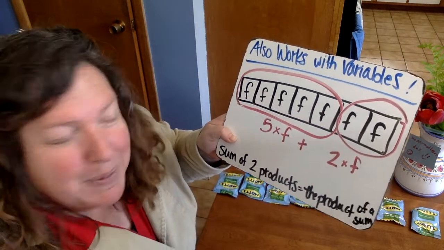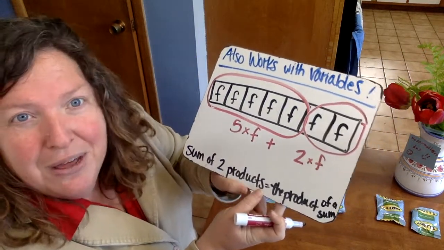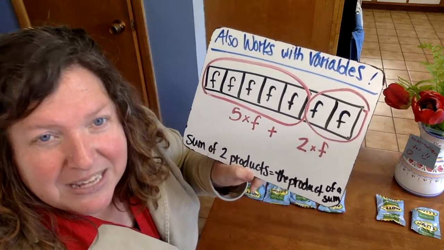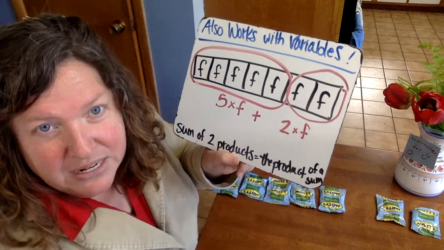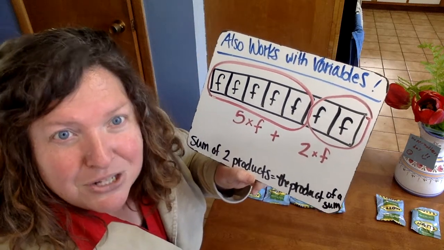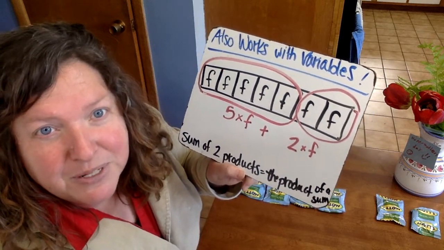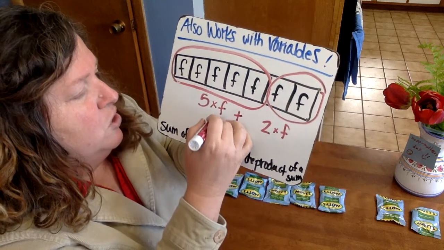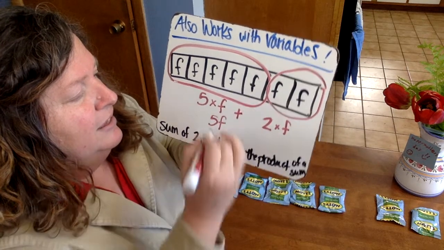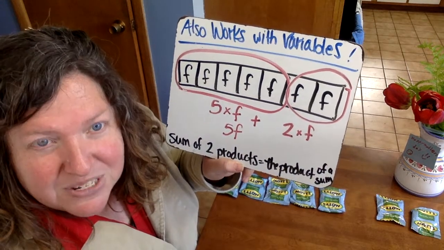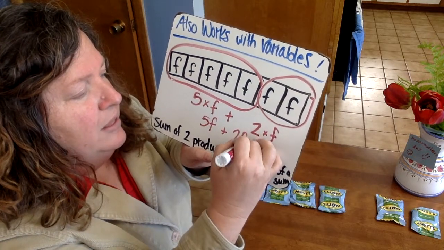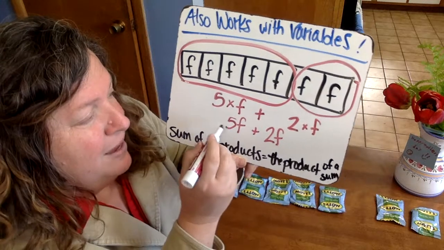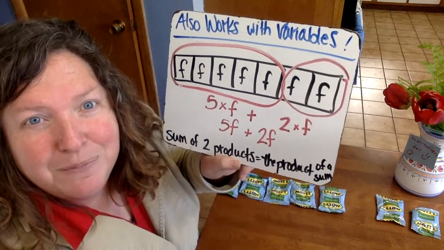Now, depending on how much you've thought about letters and numbers together, you know that if we have a letter and number squished right next to each other, there's an imaginary, an invisible times sign in there. So we could just call this 5F because there's an invisible multiplication sign in there. Plus, same thing here, 2F. It means 5 groups of F plus 2 groups of F.